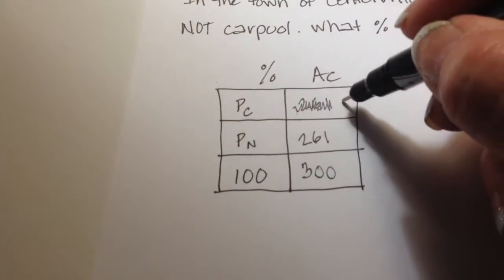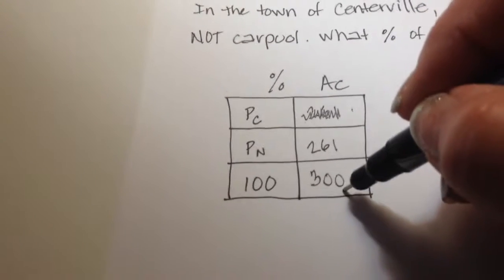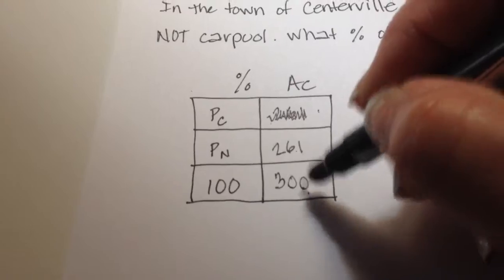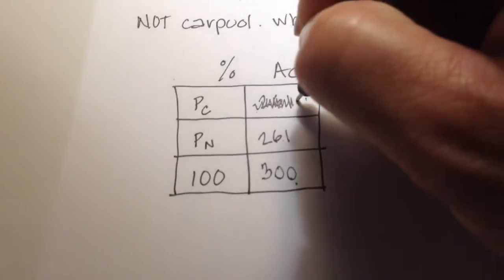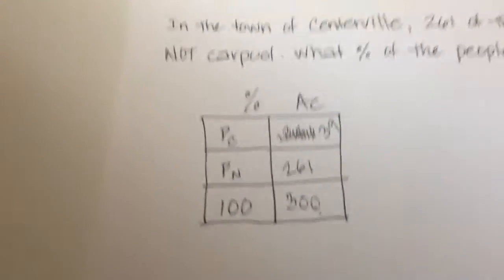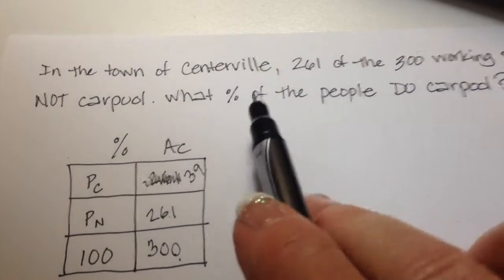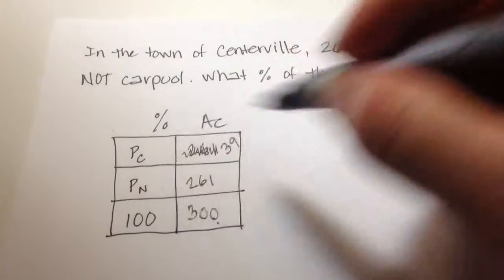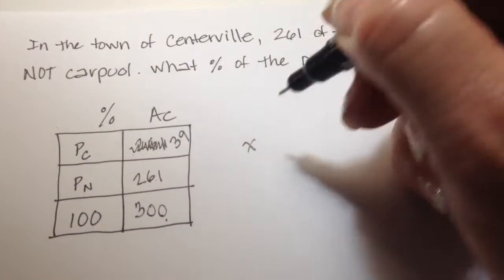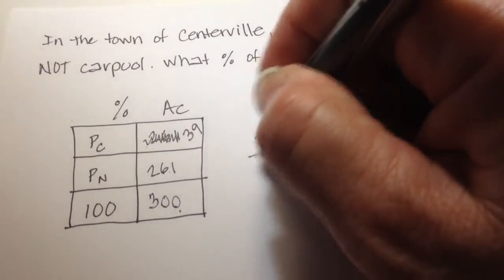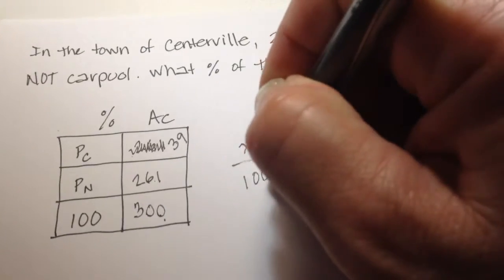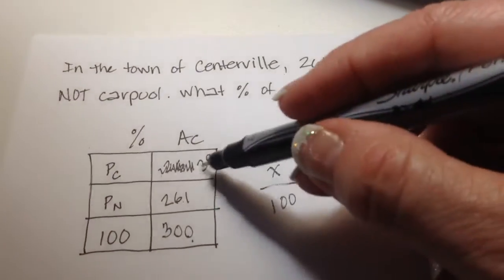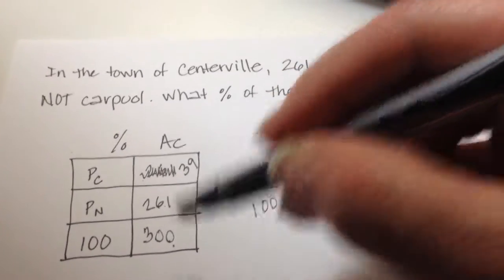Okay, but I want to know this. All right, I need this number. So if I know the total people, I can just subtract 261 from 300, and I'm going to get 39. So 39. But that's not what they're asking. They're asking what percent do carpool. So I'm going to have what percent. I'm just going to put an X. Your book puts PC, but I'm just going to put X. X is to 100 as what? We want to know how many do. So as 39 is to 300.